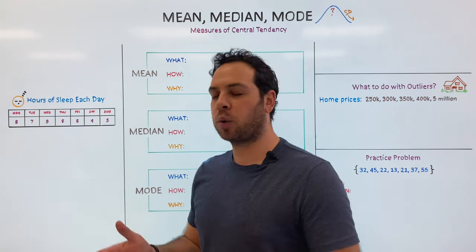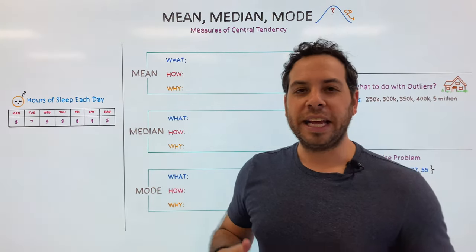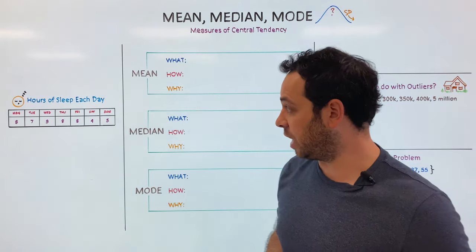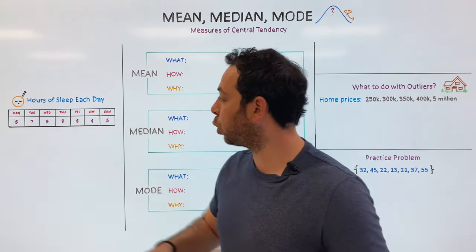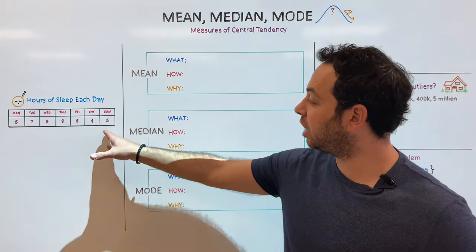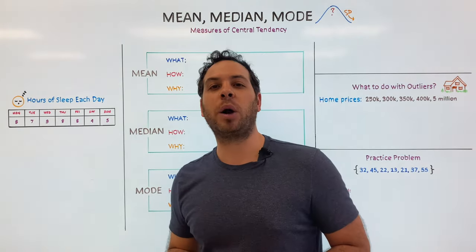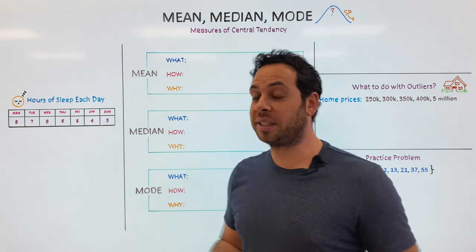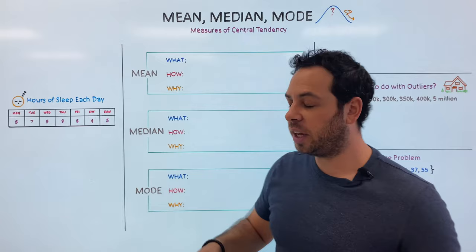In order to find the mean, the median, and the mode, we're going to use this data set right here, the hours of sleep each day. Just imagine you kept track of the total hours you slept each night in a given week. For example, on Tuesday, you slept a total of 7 hours. On Thursday, you slept a total of 8 hours. And on Sunday, you slept a total of 5 hours. And you just want a better understanding of your sleep patterns. Well, guess what? The mean, the median, and the mode can help you.